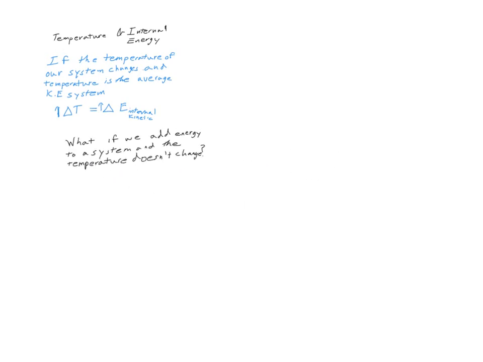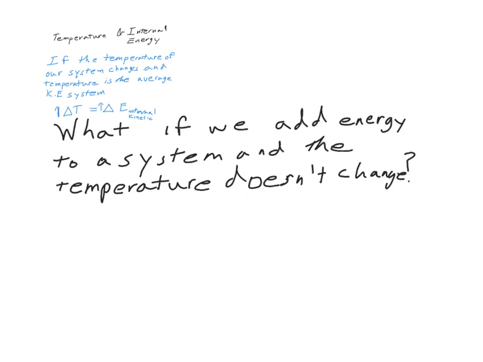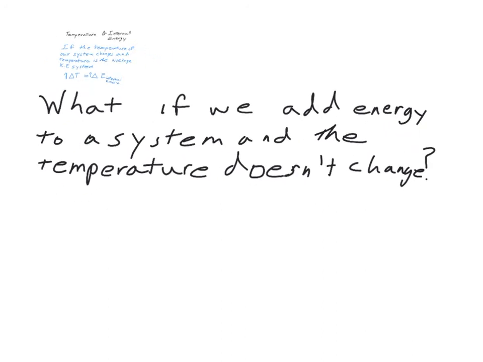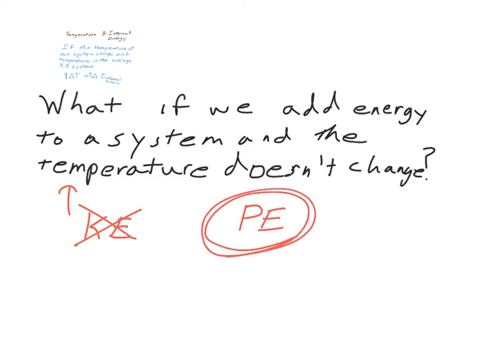Well, energy can't be created or destroyed, right? So that energy has to be going somewhere. Since the temperature's not changing, we know that the internal kinetic energy can't be changing. So what must be changing? Remember, internal energy is the sum of the kinetic and potential energy of our system.